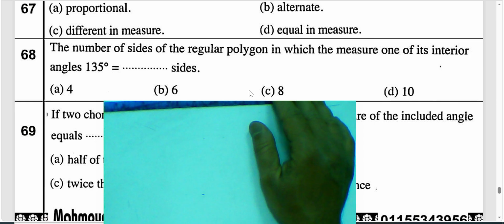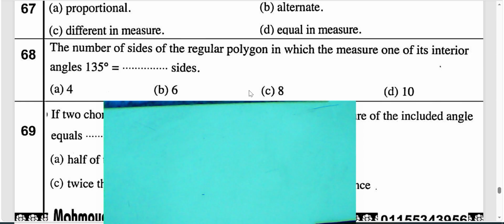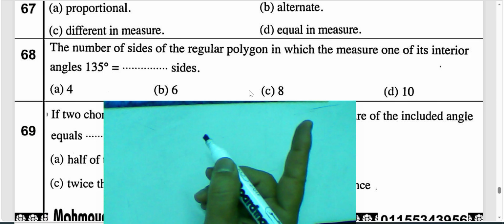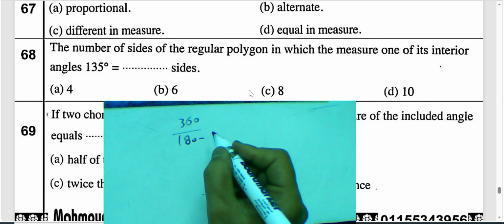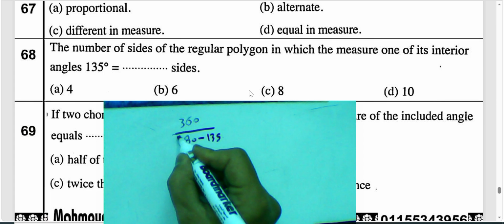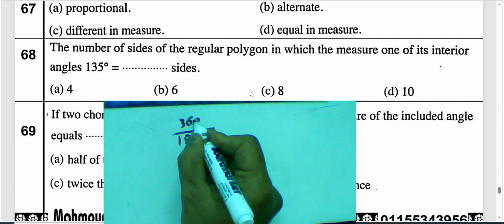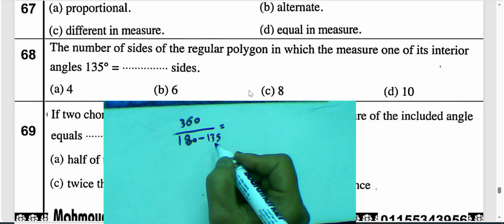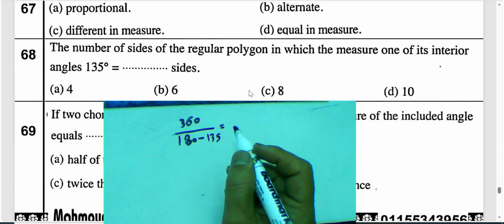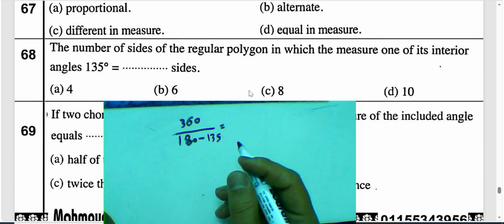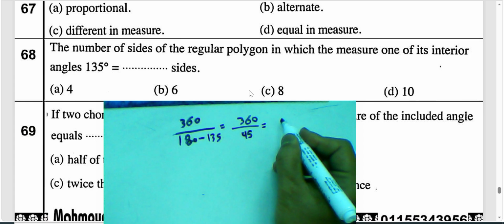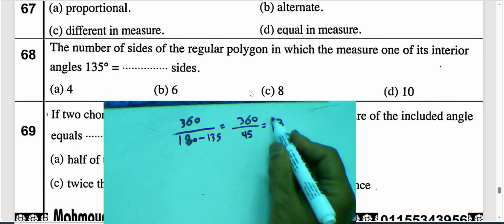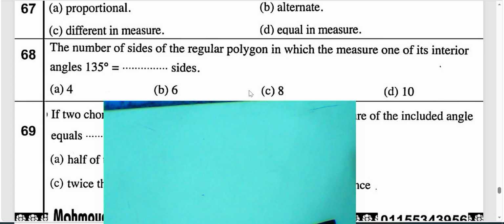The number of sides of a regular polygon in which the measure of one of its interior angles equals 135. We want to find the number of sides. You can write 360 over 180 minus 135. A regular polygon means all sides are equal in length and all angles are equal in measure. Then we have 360 over the difference, which is 45, and the result will be 8. Then we have 8 sides. Choose letter C. Okay, next question.